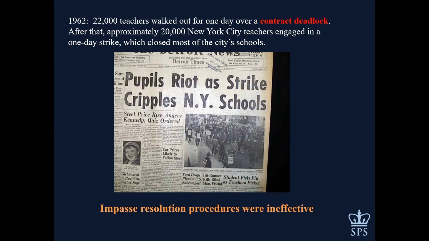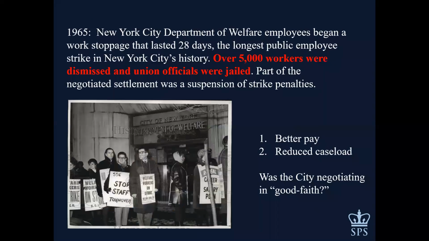Contract deadlock is just a fancy way of saying they couldn't move forward on their contract negotiations. They had nowhere to go. They couldn't resolve it in any way. Impasse resolution procedures under the law at the time were ineffective. If the two sides can't be compelled to come to some resolution on their own, or if there's no procedure in place to come to some kind of resolution, obviously the system doesn't work, and they went out on strike.